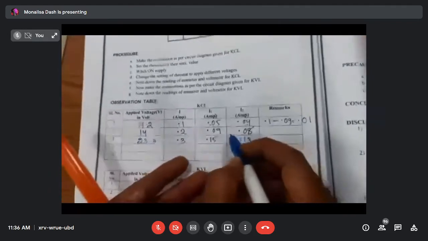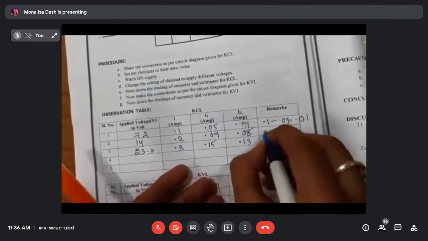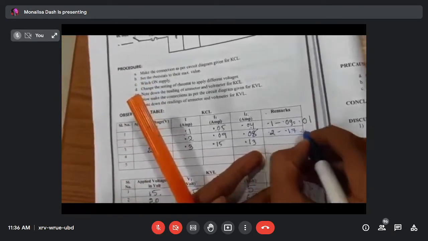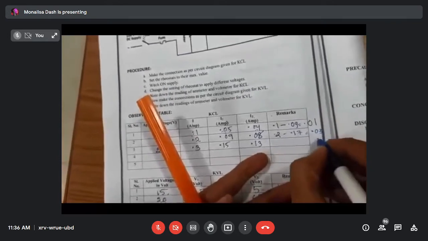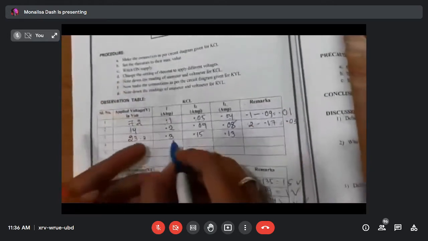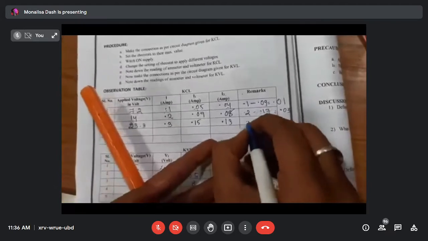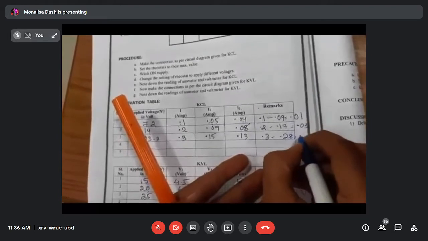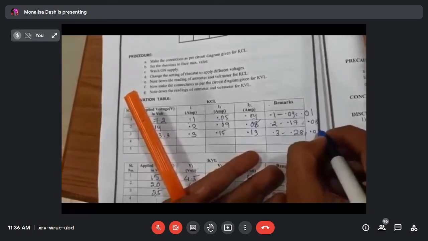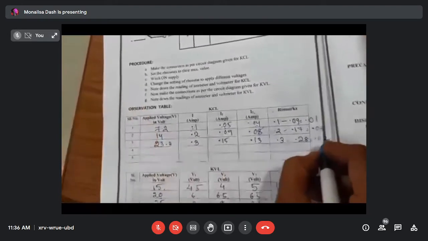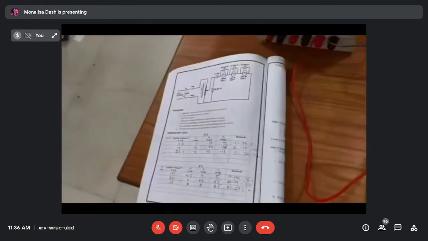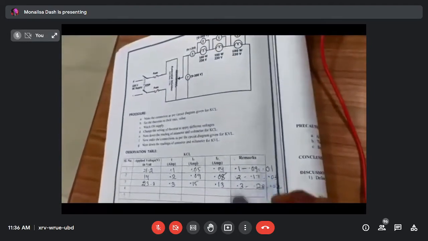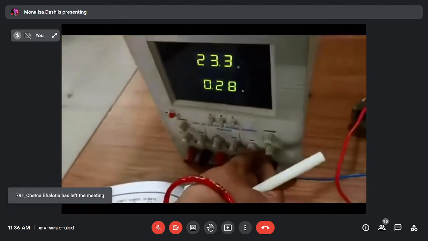In the second table, 0.2 minus 0.17 is 0.03. This 0.03 is error. So in the third case, this is 0.02. This is error. Now KCL is verified. Now we shut down our supply.